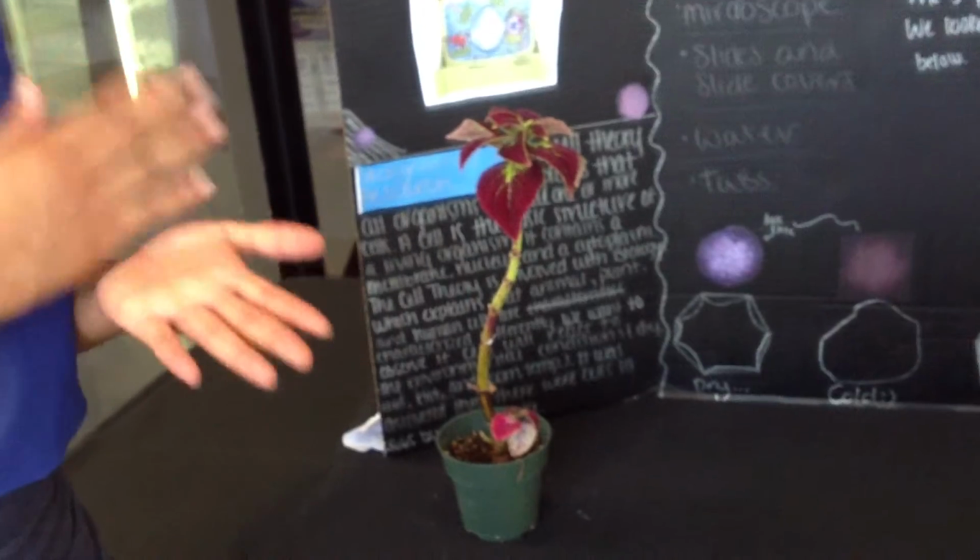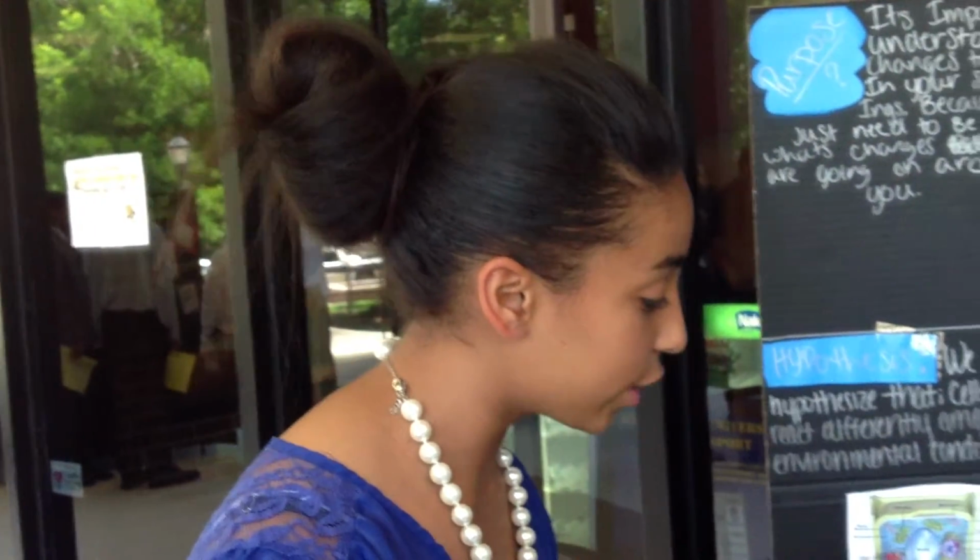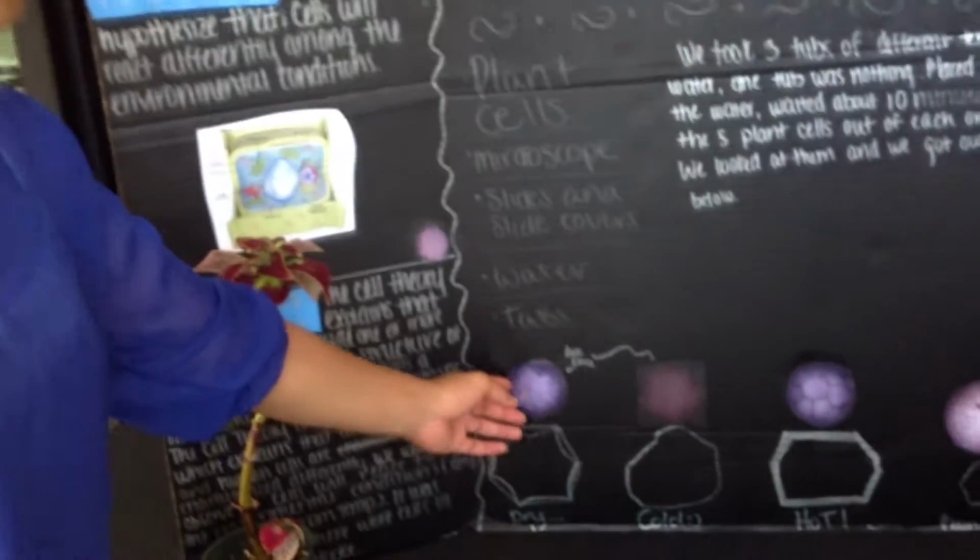We took this plant, cut the stem, and cut it up into equal sizes. We placed the plants inside the water tubs and waited about 10 minutes for them to have a reaction. And then, as you see here, these are actual pictures taken from the microscope.